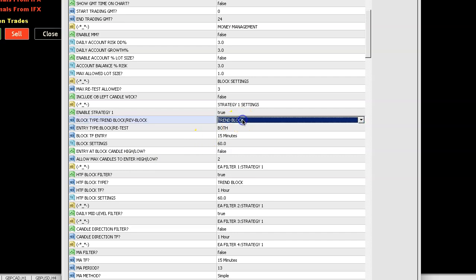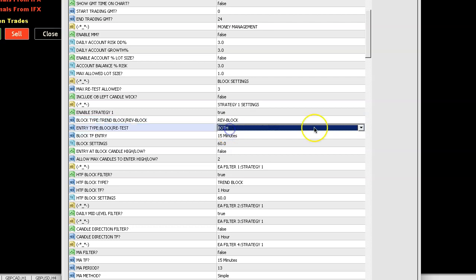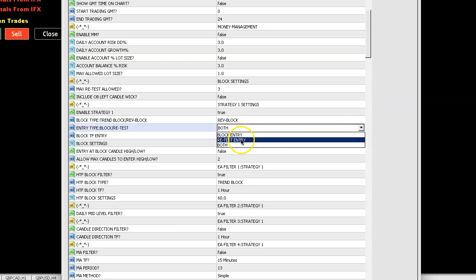So in here again, you can just click in here and choose which block you want. Don't ask me which one is better. It's really up to you. You want trend block or reversal block. In here, block entry, retest, both. Again, they have pros and cons on every single type of entry. We can never get the best entry, so don't expect to always have the best entry.